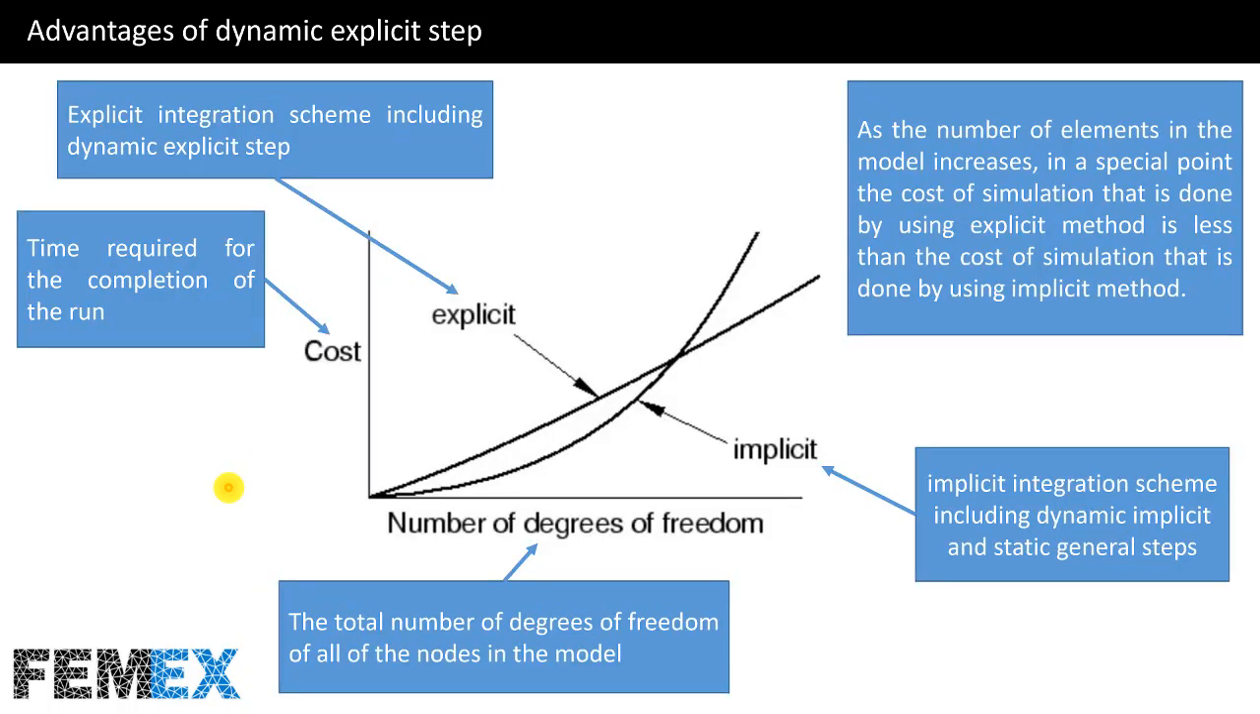In this picture, the computational cost of using explicit integration scheme and implicit integration scheme for a main problem is compared. You can see that as the number of elements in the model increases past a certain point, the cost of simulation that is done by using explicit method is less than the cost of simulation that is done by using implicit method, because this curve is linear and this curve is nonlinear.